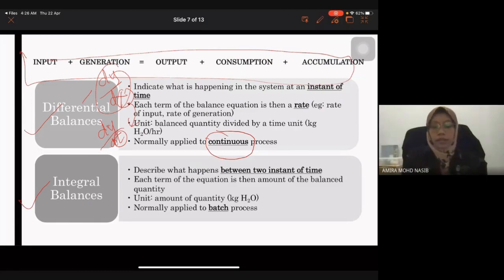you use a symbol like this, from T1 to T2. Remember, you learned in secondary school where you need to integrate something from T1 to T2. The equation for integral balance normally applies to batch processes, where at T0 you input something into a process, and at Tn you collect the product. So that is between two periods of time. Basically it is used for batch processes. The units are not rates; it is directly a volume or a mass, not like the differential balance just now, which is in terms of rate.